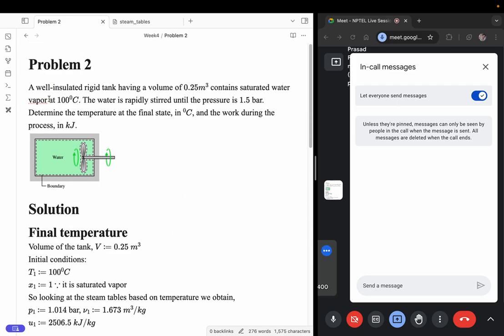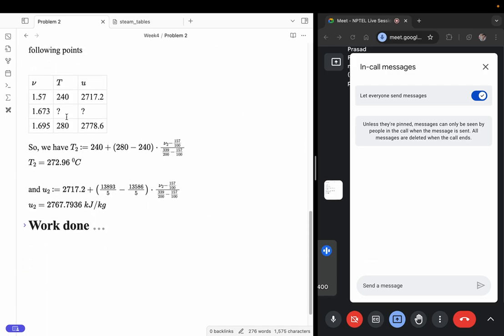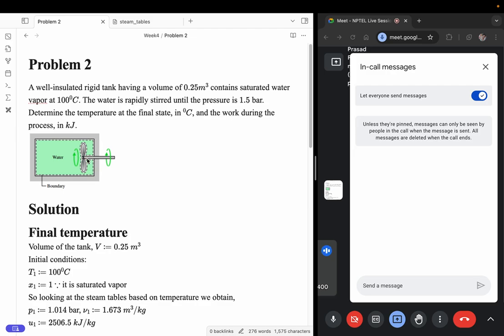Now here it is said that it is a well insulated tank. So if you want to apply the first law, when it is a well insulated tank, the net heat interaction across the boundary is 0. So since the heat interaction is 0, whatever work is done by this particular stirrer should be converted into internal energy of this liquid plus vapor system. So the entire work done will be converted into internal energy.